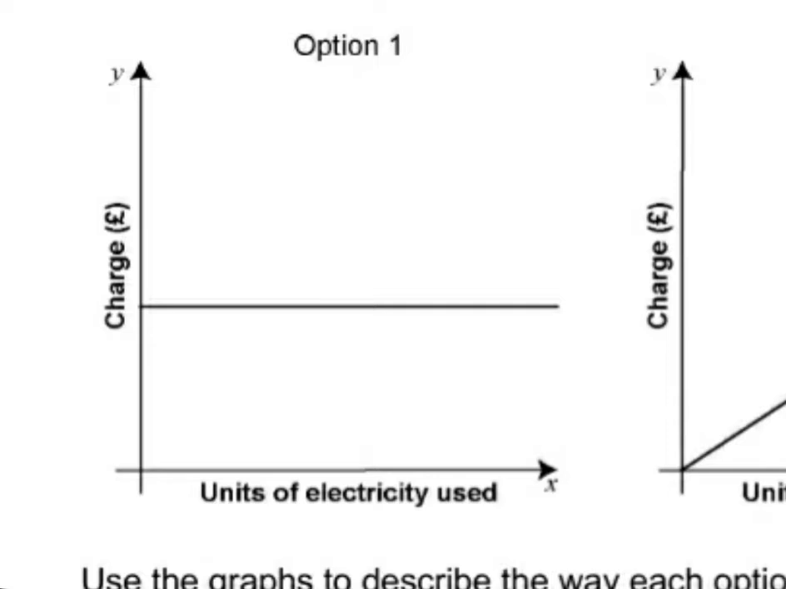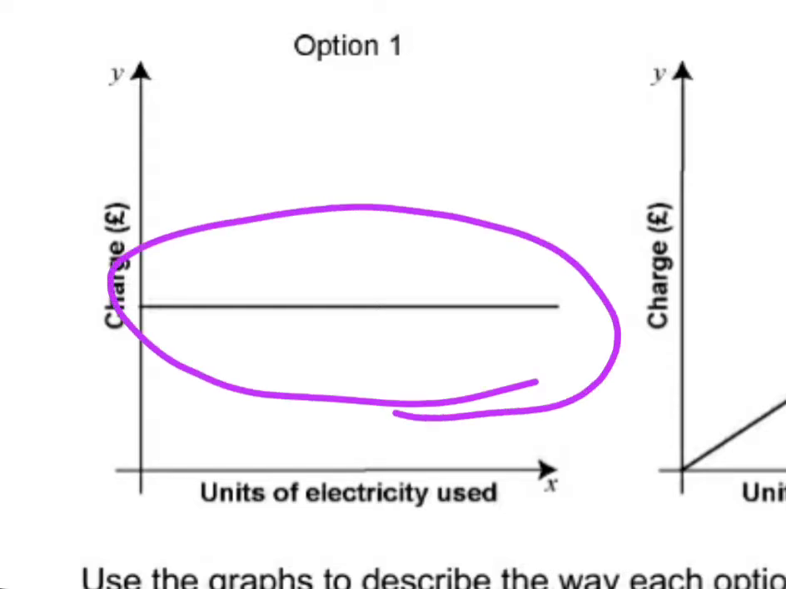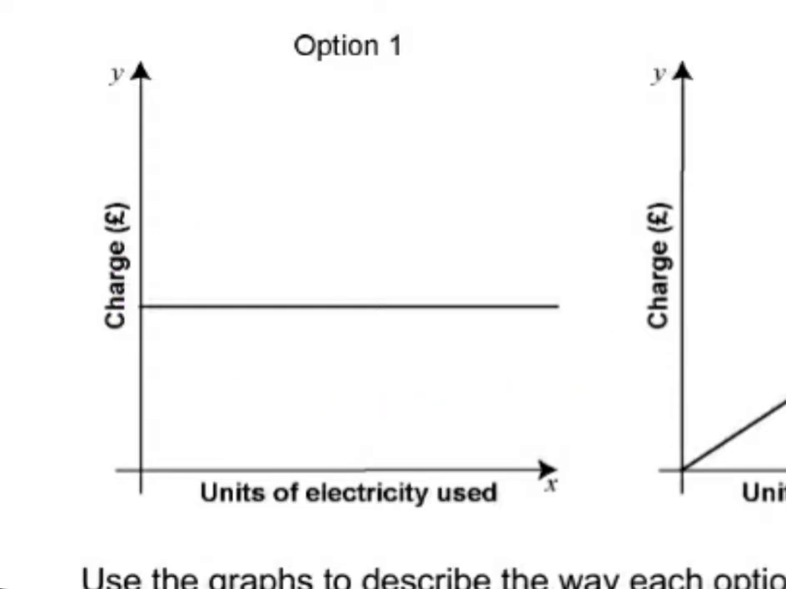In option number 1, as you can see, the graph is between the charge in pounds and the units of electricity used. Now, charge in pounds means how much money you're paying for the electricity you use. Now, as you can see, we have a line here which is a horizontal line. Now, horizontal lines on a distance-time graph mean you're not moving. Yes, you're not moving. It means you're stopping. Same here, but in a different way.